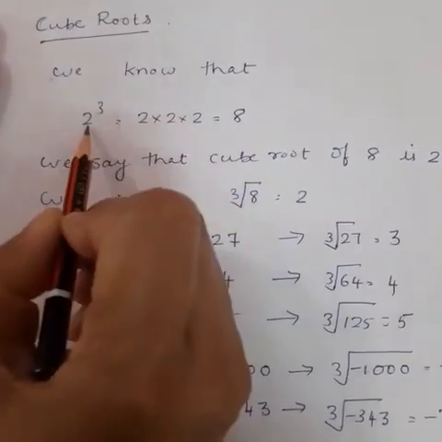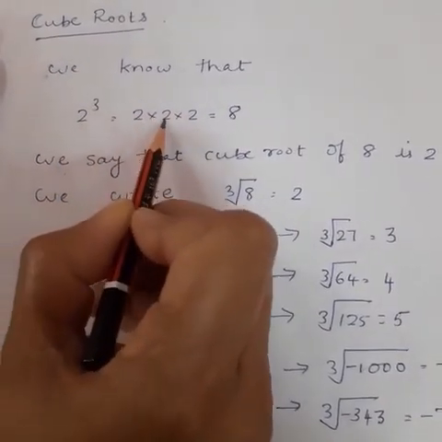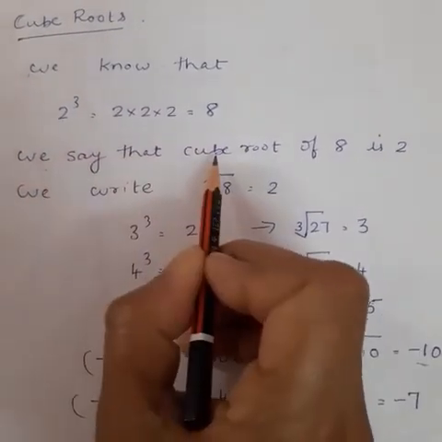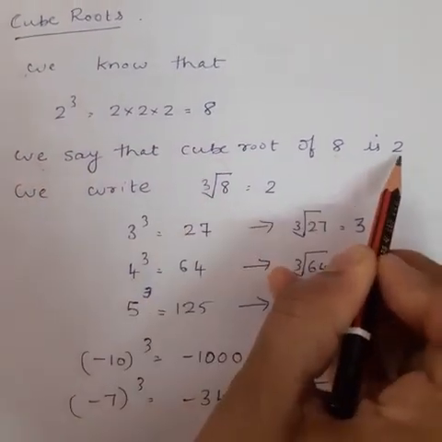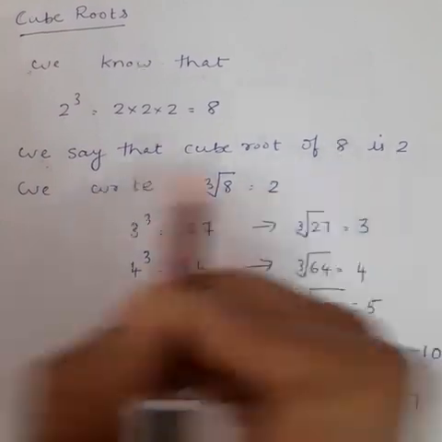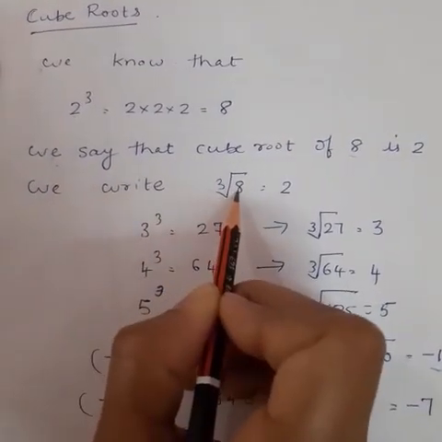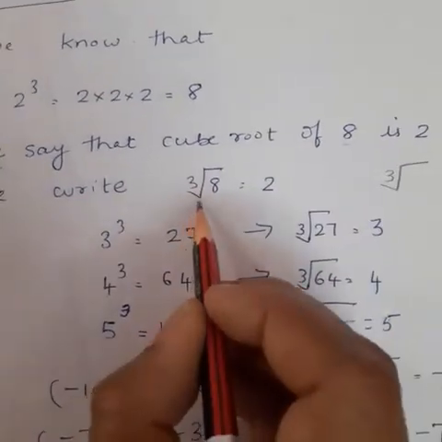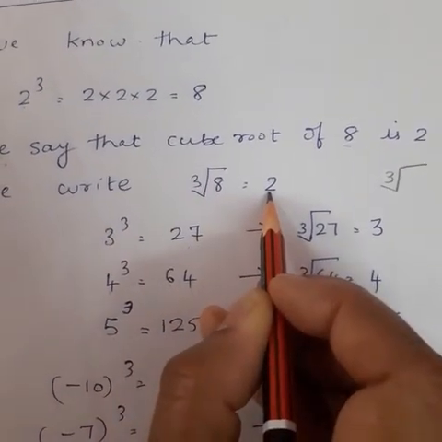We know that 2 cube is equal to 2 into 2 into 2, that is equal to 8. We say that cube root of 8 is equal to 2. We write cube root of 8. This is the sign for cube root. Cube root of 8 is equal to 2.